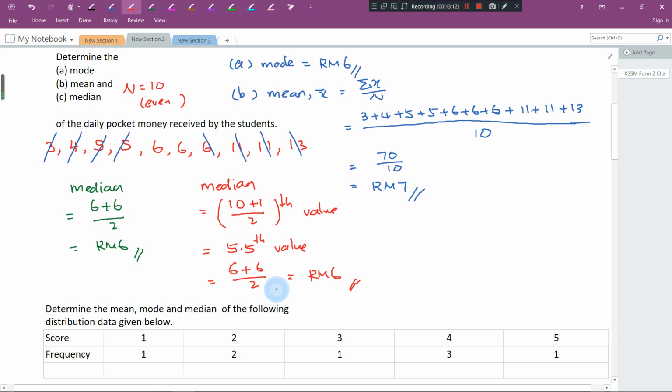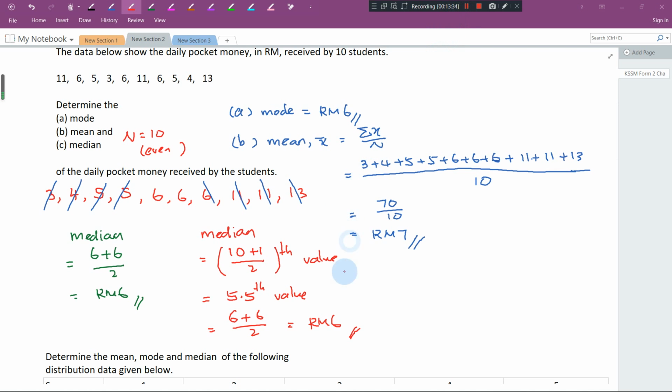So this is another way to get the median. When you have a lot of data, we are not able to do like this, cut left one, cut right one, because it takes a lot of time, right? So we use this one to help us to get the median in a faster way.